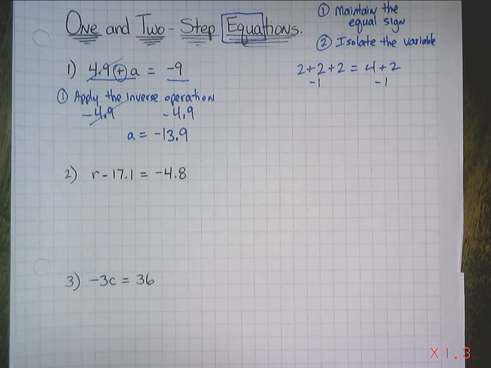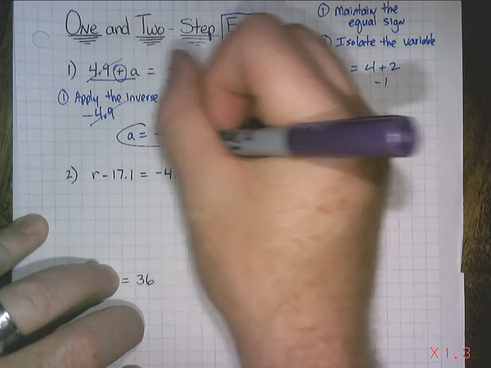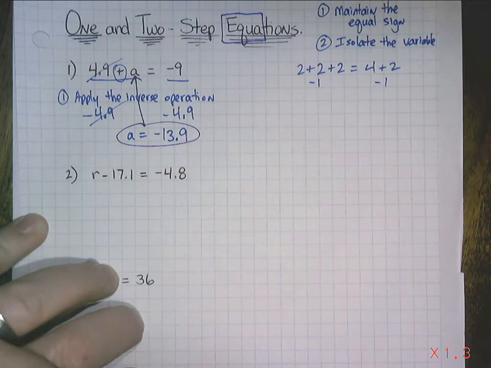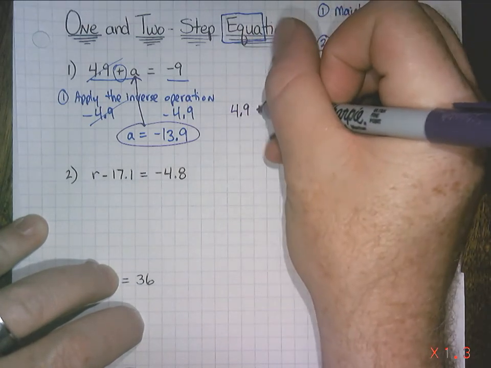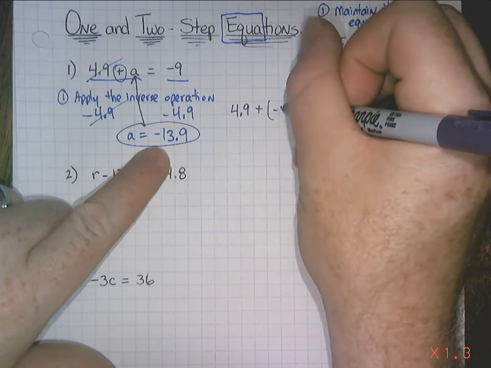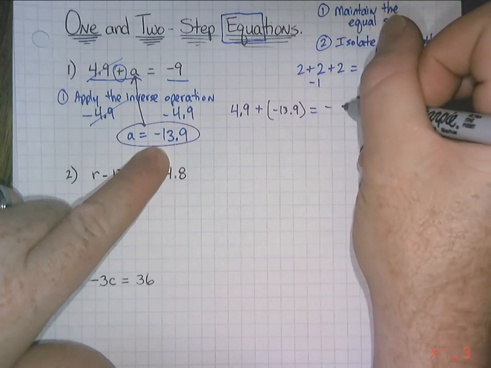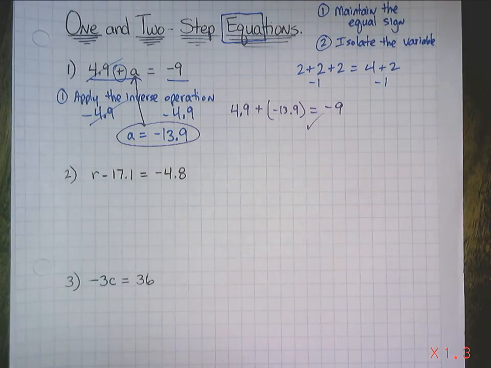And you might wonder, well, how do I know if this is correct? Well, in order to check it, you can plug it back in. You can substitute this solution for A back into the equation to see if it works. So 4.9 plus negative 13.9 should equal negative 9. And it does. So we know that is correct.